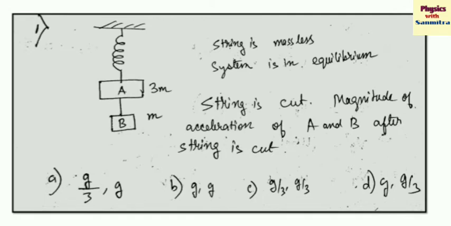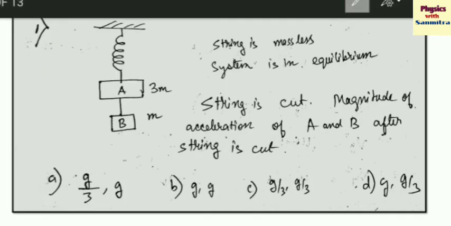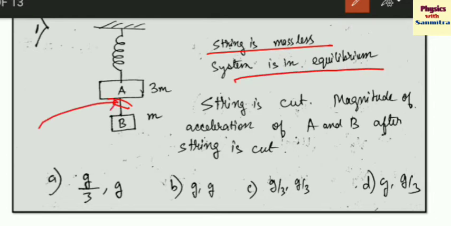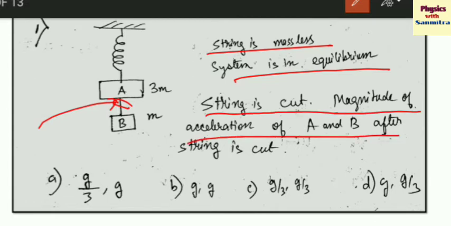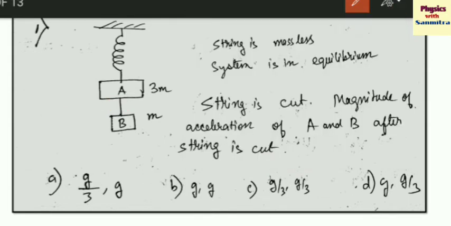Our first problem: we have a spring here, and this spring is having two blocks, block A and block B, of mass 3m and m, and between them they are connected by a string. This string is massless, and the system is in equilibrium. The string is cut, and we need the magnitude of acceleration of A and B after the string is cut. That means what they are telling is that this string that I am cutting, then what will happen? This will fall. Now what is the acceleration of A and B?